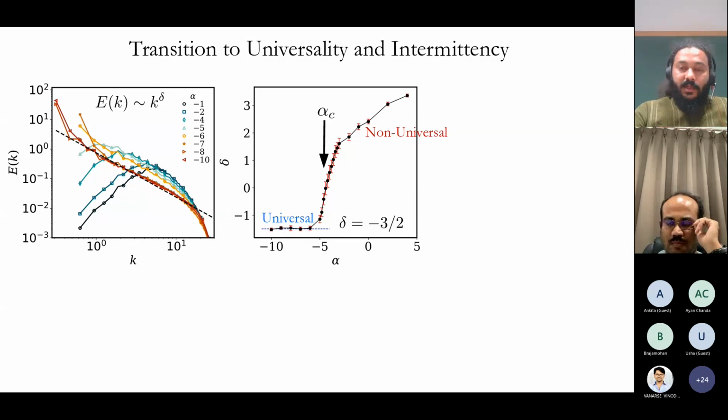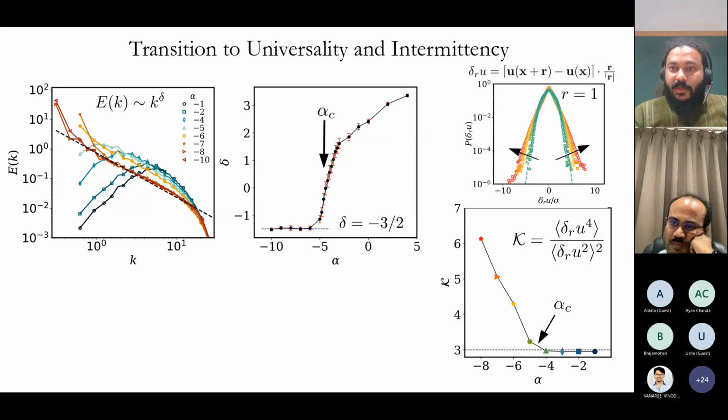So clearly there's a transition here. Now what happens to intermittency? Let's look at that. So I just first want to describe the quantity we measure for intermittency, which is very simply the velocity difference.